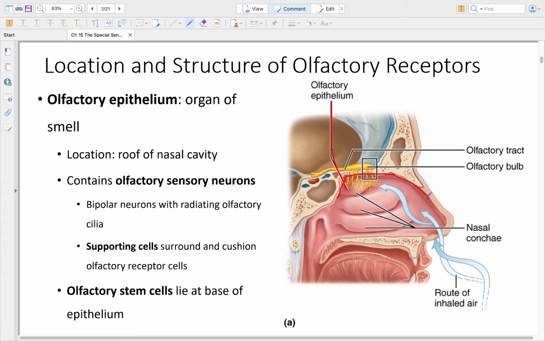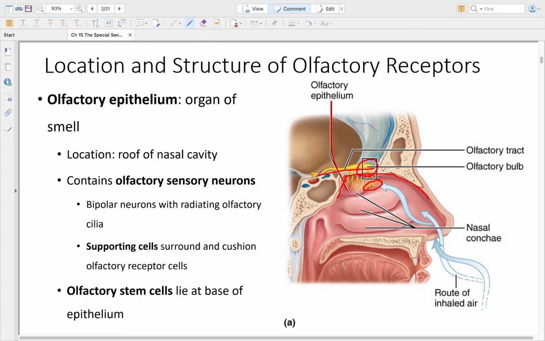Okay. Inside there are tons and tons and tons of something called olfactory sensory neurons. Okay, and that would be here, for example. And those sensory neurons connect to the olfactory bulb. And notice where the olfactory bulb is located. It connects back to the brain. It's right underneath your brain.